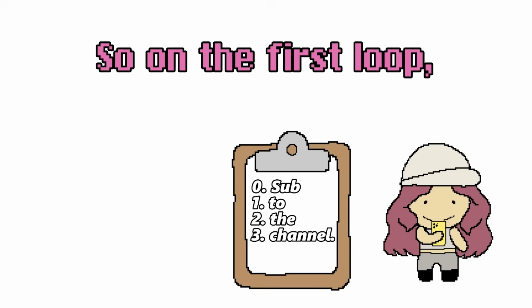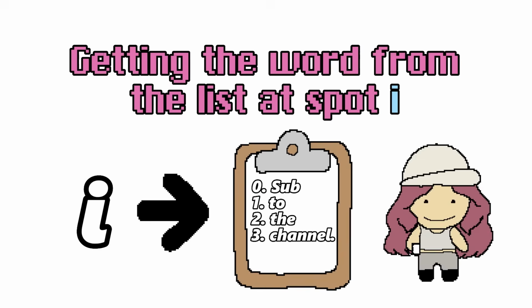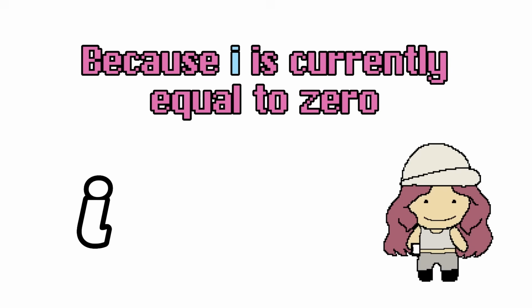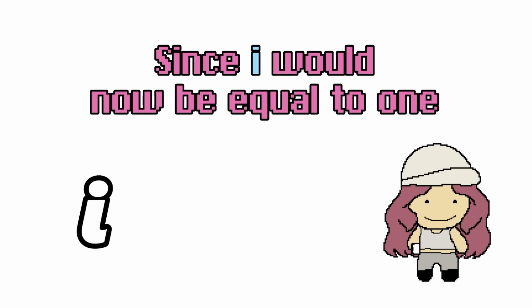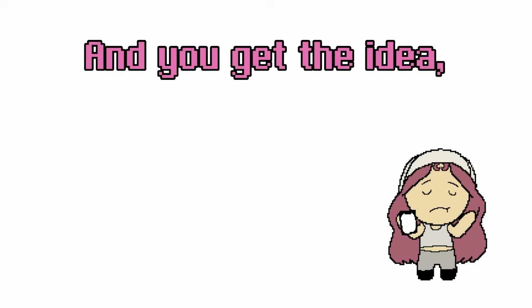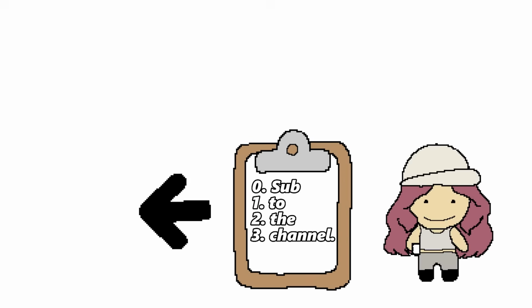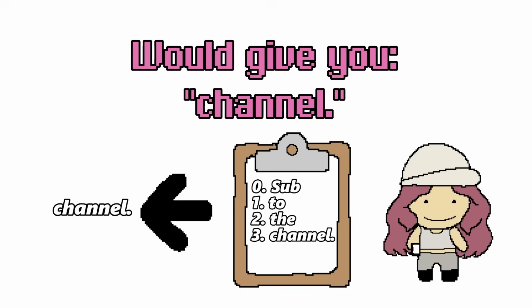So on the first loop, getting the word from the list at spot I would return sub because I is currently equal to 0. On the second loop, it would return 2 since I would now be equal to 1, and you get the idea. The third loop would give you the, and the fourth and final loop would give you channel.